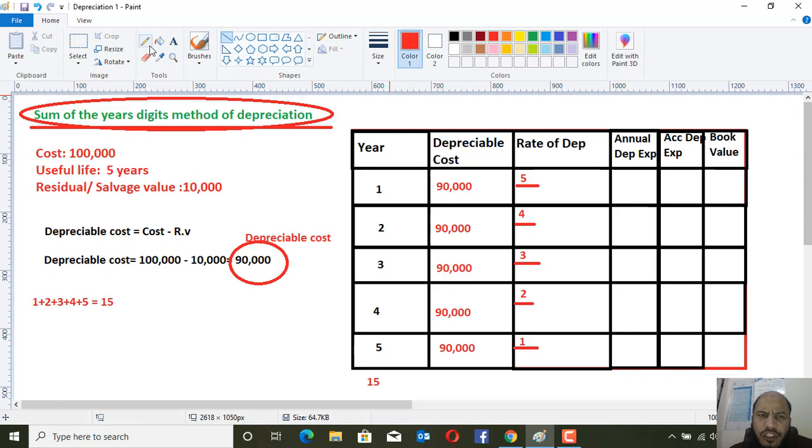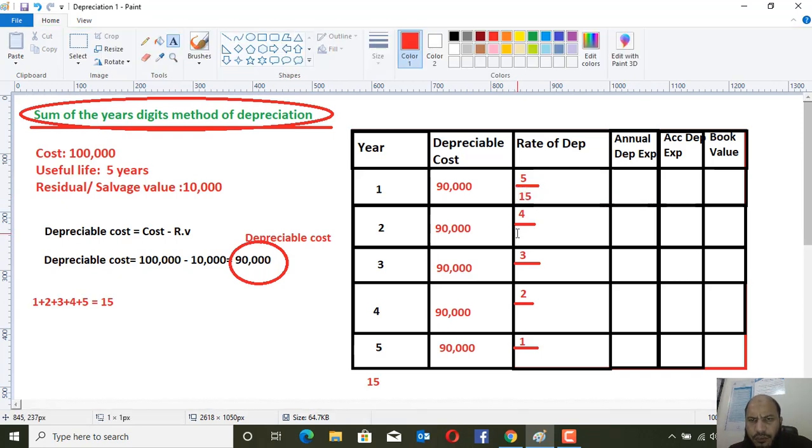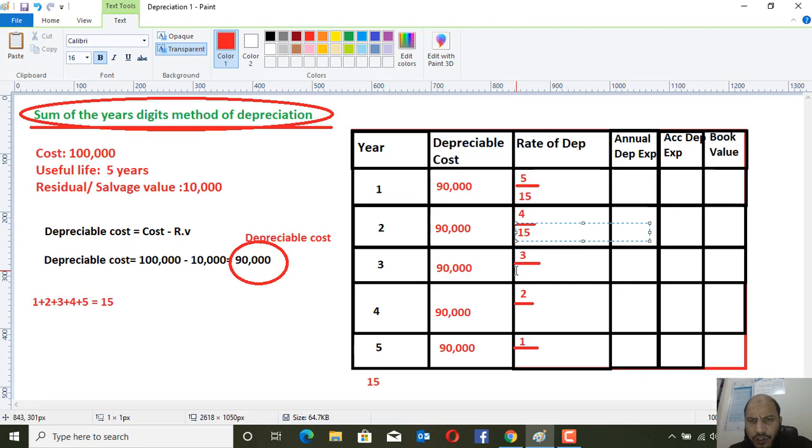So we will write down the total sum of the digits at the makhraj over here. For example, the total sum of the digits is 15, and again 15, and then 15. So how much is it equal to? See, dear students, we will write down over here the rate for each year, and we should find the value of it.